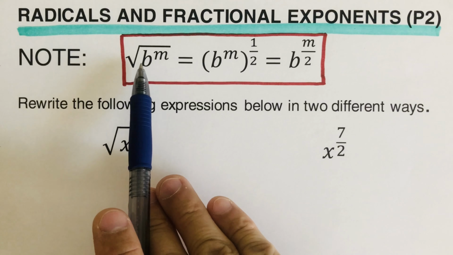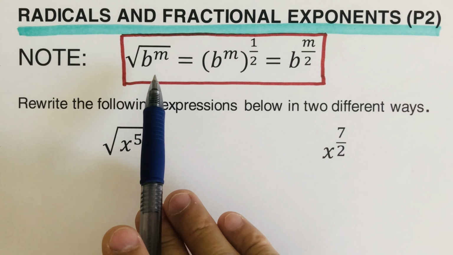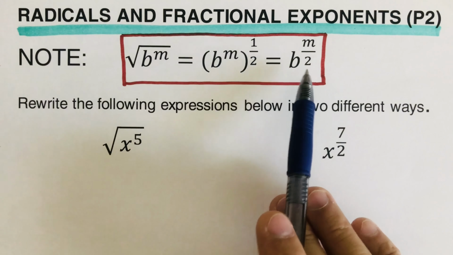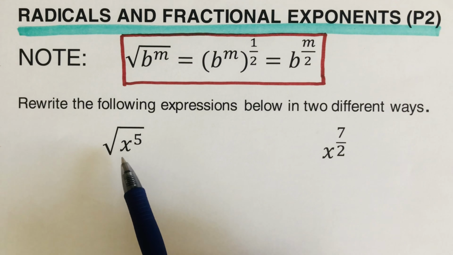So these three expressions that we have here are called equivalent expressions. Equivalent expression means they mean the same thing. This is the rule for square root. So let's jump into some examples here.